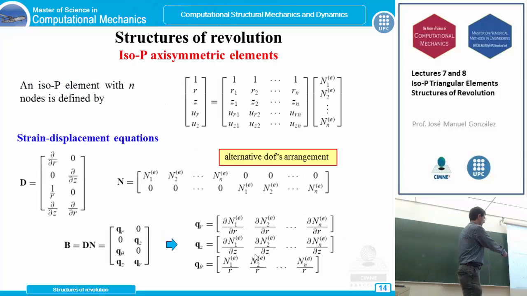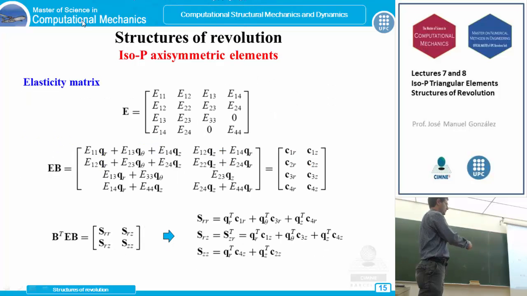From this expression here, we can obtain an expression for the stiffness matrix. If we consider this elasticity matrix, we multiply this elasticity matrix times the displacement matrix B, and again multiply by B transpose, and we will find this matrix here, which is the one inside the integral, with these expressions here. Okay, these four expressions are calculated using these q vectors and these c constants calculated in this way.